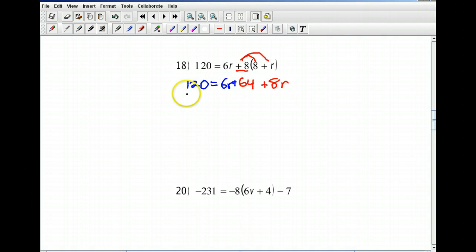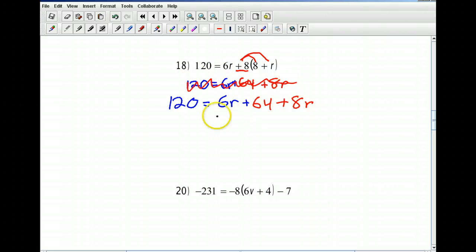Bring everything down. That's kind of sloppy. I'm going to rewrite it. Just make it neater. 6r plus 64 plus 8r. So as soon as I saw I'm going to try to squeeze a plus sign in here, it looks all, you can't read it. Nah, you just rewrite it, make it neater, bigger, so there's no mistakes.